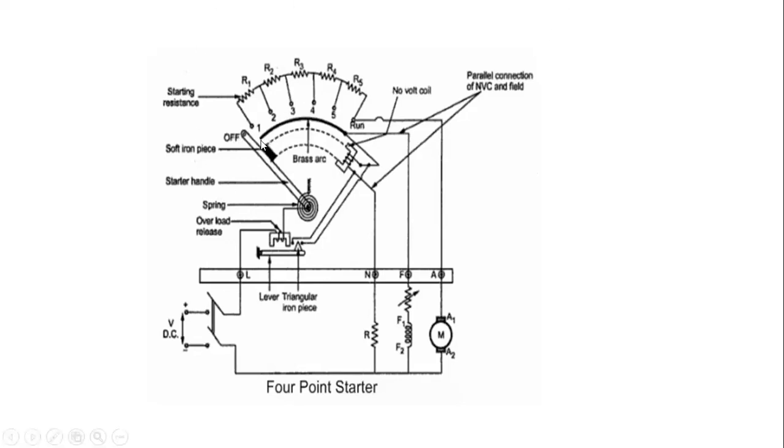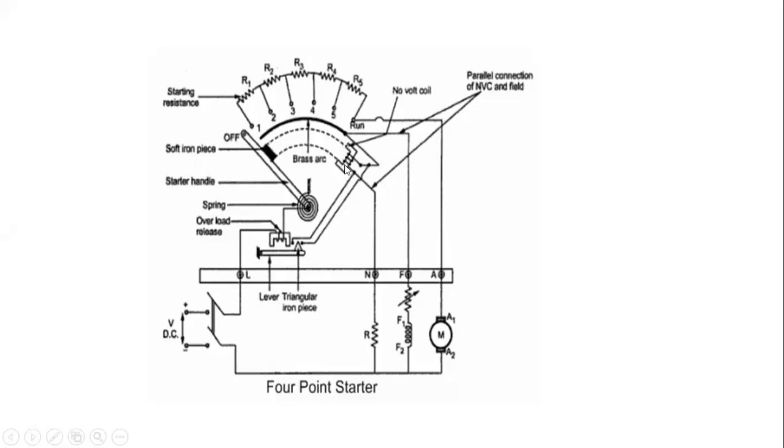Okay, when the handle is moved from the off position to the on position, the no volt coil attracts this iron piece. If the no volt coil attracts the iron piece, then the handle is in the on position. When we are connecting the supply, the handle is in the on position. If we disconnect the supply, the no volt coil is demagnetizing. Therefore, when the no volt coil is demagnetizing, the handle moves or comes back from the on position to the off position.